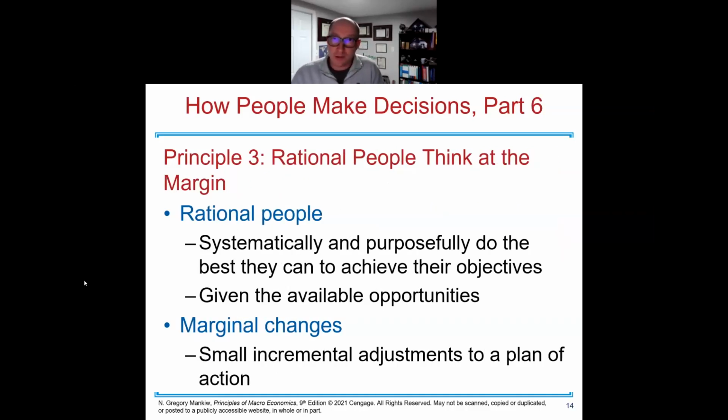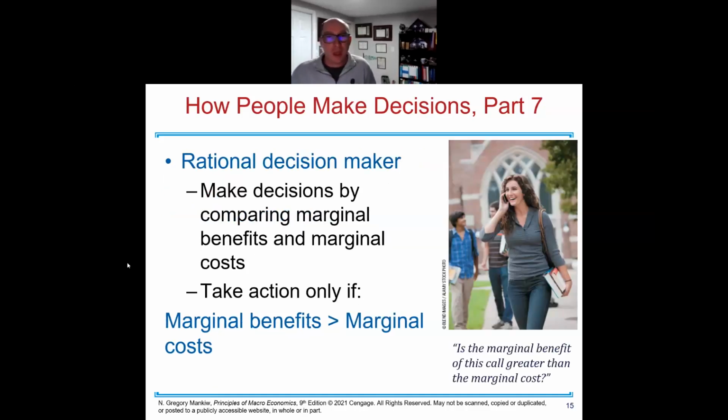The third principle, as I mentioned, was that rational people think at the margin. Rational people, that's kind of a relative term. But the idea here is that everyone is working to achieve their objectives. That's what rational people do. We establish goals and objectives and we try to achieve them. We make marginal changes. The word marginal means incremental, small adjustments. People are typically rational. We make small adjustments where needed.